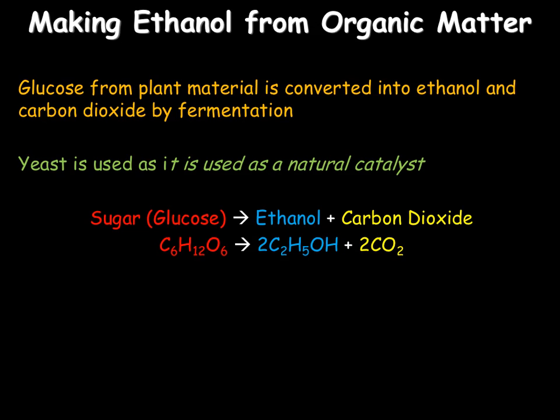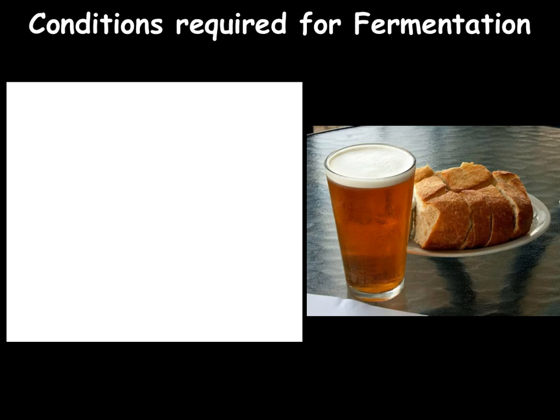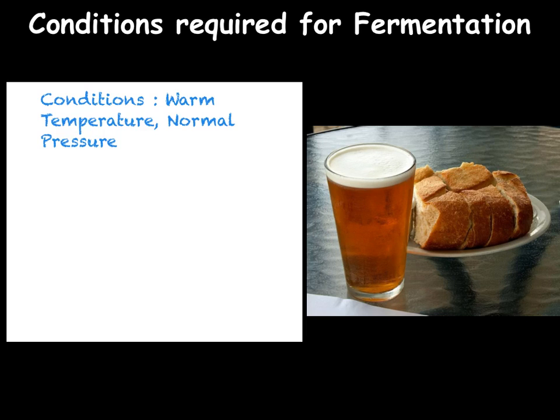So how does this differ from the non-renewable way? How are the conditions required for fermentation different to those for the hydration of ethene? Well, first of all, we need to make sure we don't use too high a temperature in order to make sure we do not kill the microorganisms. So we use a warm temperature of about 37 degrees C, as well as normal pressure.